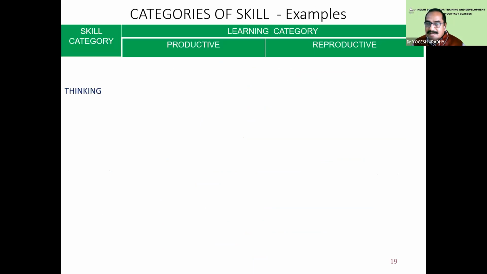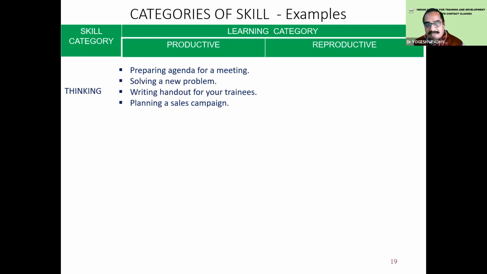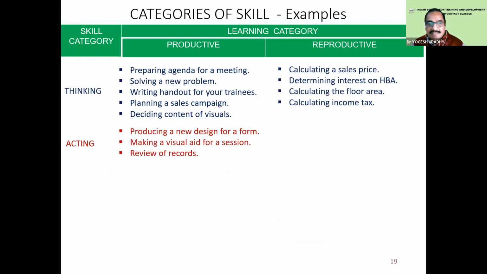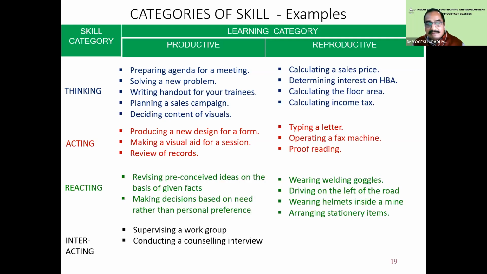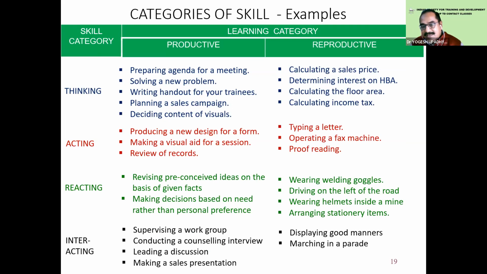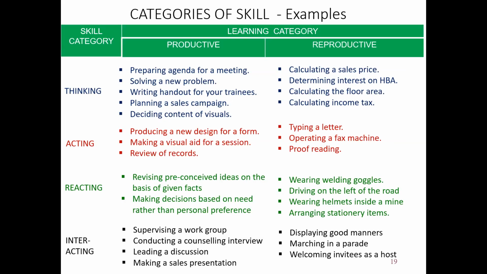Then we have categories of skill also. There are 4 types of skills. I have given these as thinking, acting, reacting, interacting. So we will take one example. And you will get this PPT, so you can read. If there's any doubt, we can discuss.